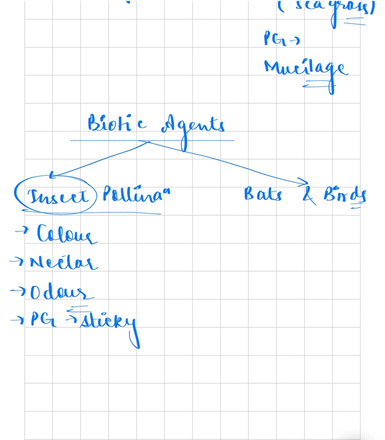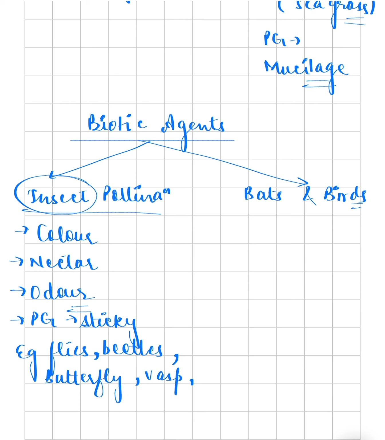For example, in case of flies, beetles, butterfly, wasp, ants, etc. Here flies and beetles, they generally pollinate the foul odor flowers.